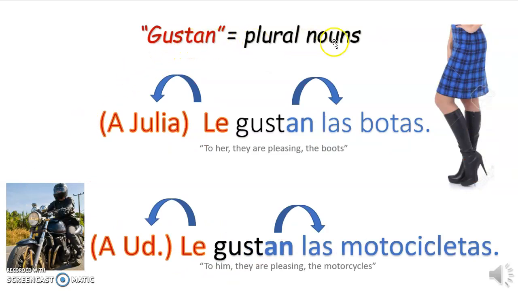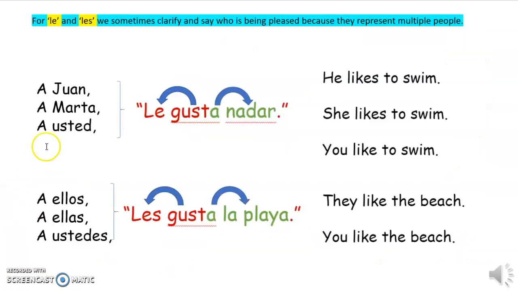Gustan you use for plural nouns. Example, le gustan las botas. A Julia. Le gustan las motocicletas. So this le represents who it is pleasing, and then gustan, plural, las motocicletas.